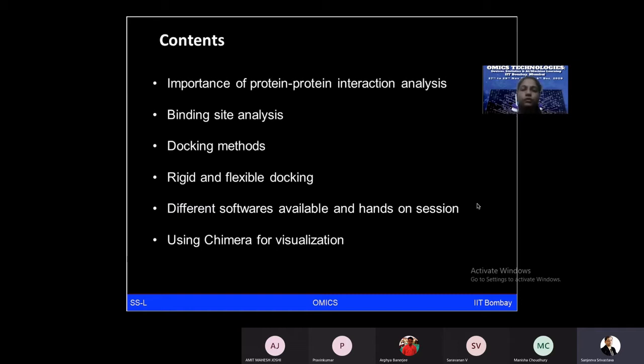Then, moving ahead, we will see the different software available, and we will take a hands-on session on that. And finally, we will have a look at Chimera for visualization.